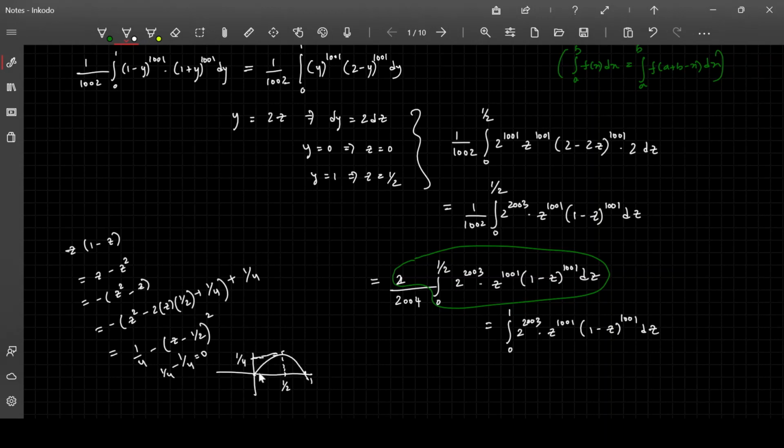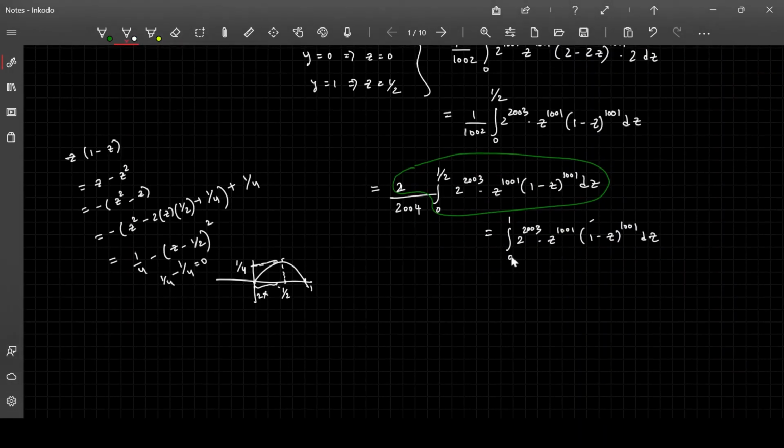And when you try to integrate from 0 to 1, it's better you just integrate from 0 to half and multiply that by 2. That is the reason we wrote this into this form. So it's better we just leave it here in this way. Finally, we have the denominator now, that is 2004.